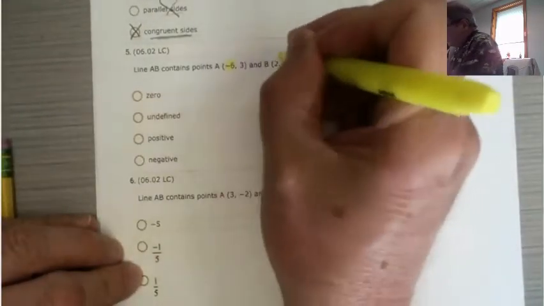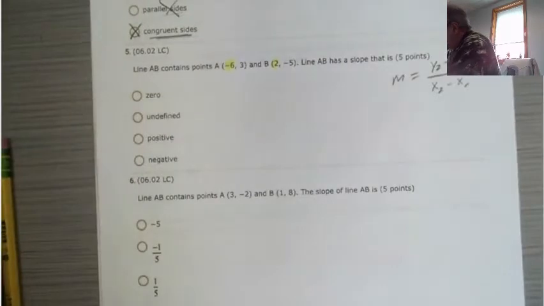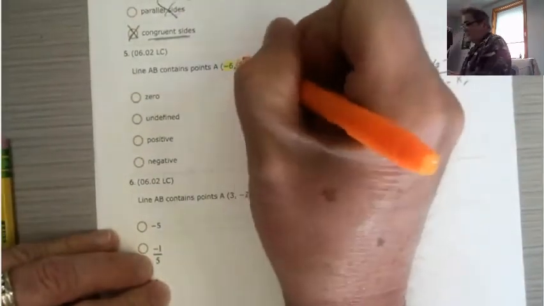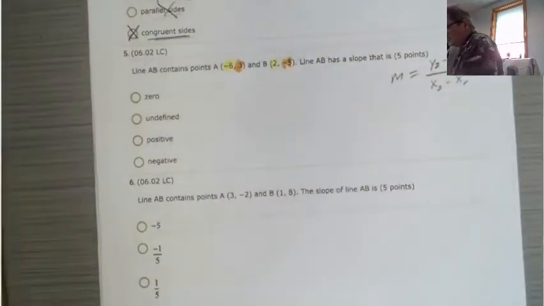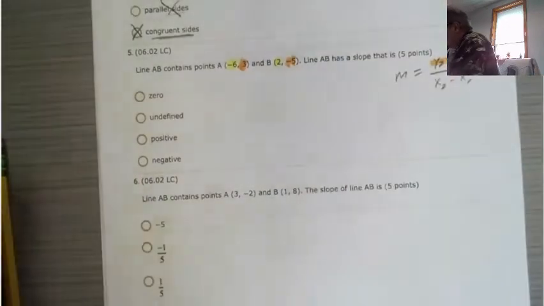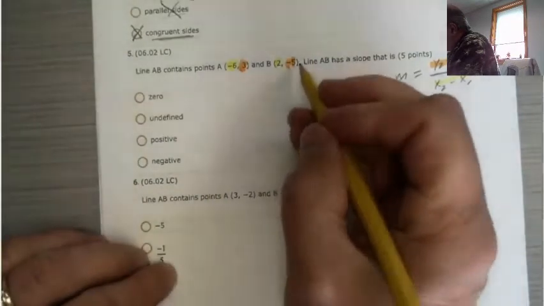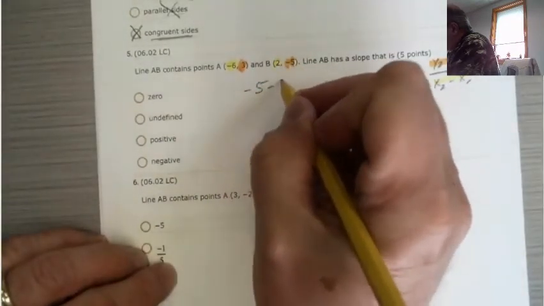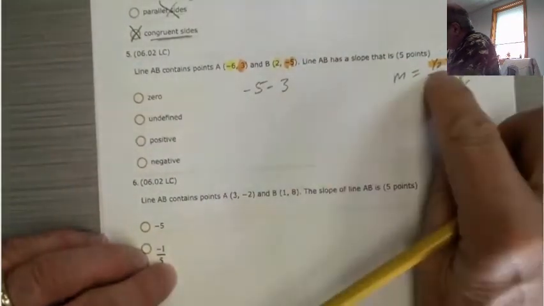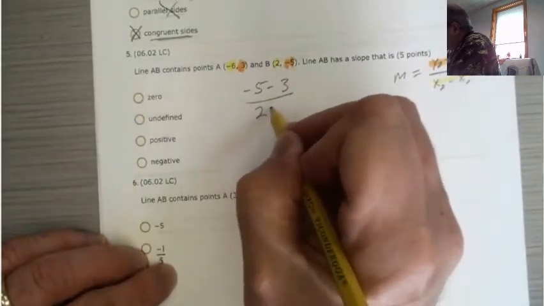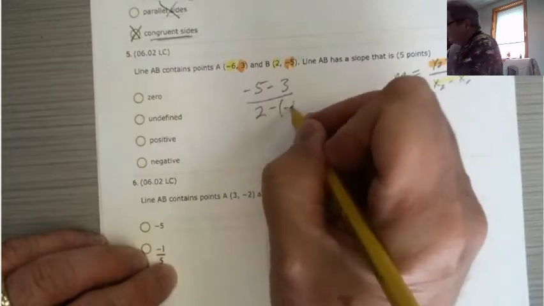So our x's are -6 and 2. Don't get that mixed up. Don't subtract the -6 from the 3, because one is an x and one's a y. So you've got to keep your x's and y's straight. Remember the y's go on top and x's go on bottom. So we have -5 minus 3, and the second x is 2 minus -6. That is a negative.